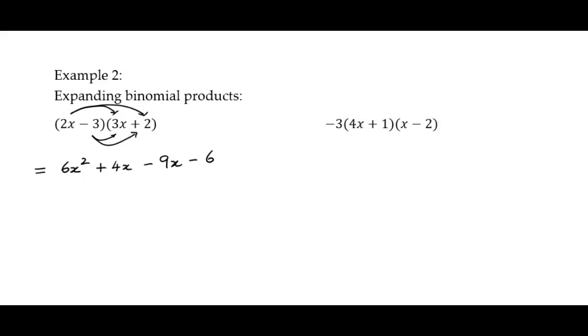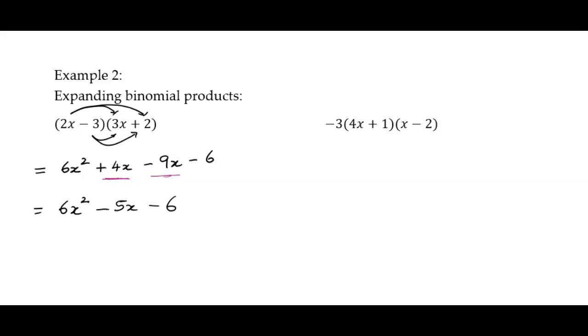We just have one more step left, which is to collect any like terms that we have. We can clearly notice that we have a pair of like terms, 4x and minus 9x. That's going to combine to give us, the first term being 6x squared. Now 4x take away 9x is going to give us minus 5x, and then the last term being minus 6. So the expansion of 2x minus 3 times 3x plus 2 is equal to 6x squared minus 5x minus 6.